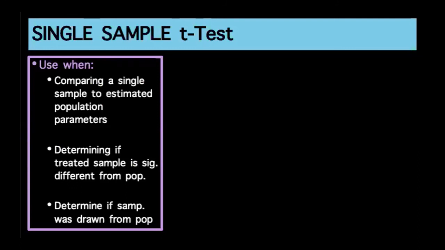Basically, the purpose of this test is to determine if your sample is significantly different from the population. That means you're determining, does the sample represent the population? Was it drawn from that population, or was it maybe drawn from a different population? If you have a significant difference, the sample likely comes from a population other than what you thought you originally sampled.